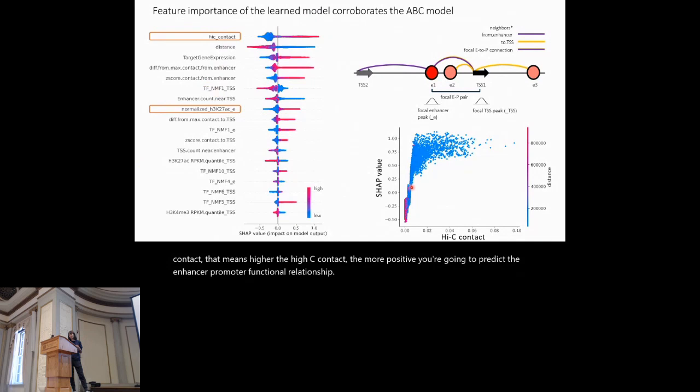And then you can see that here as well. So the Hi-C contact and the SHAP values generally have a positive relationship, meaning that the stronger the Hi-C contact, the more positive your prediction. And you can kind of see that the Hi-C contact doesn't really need to be very strong. By the time you're about 0.005, you're already predicting positive.